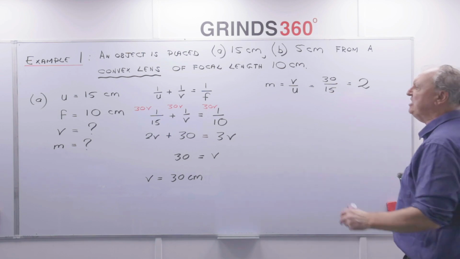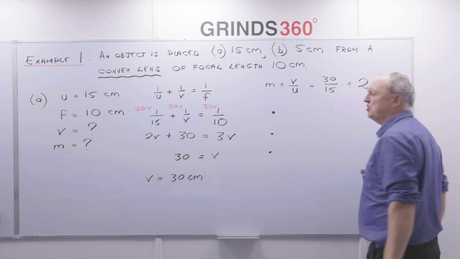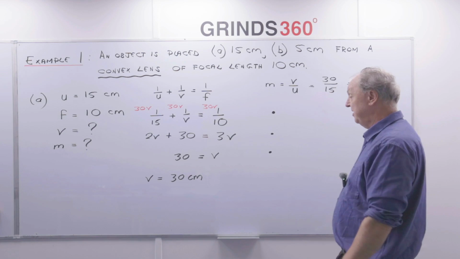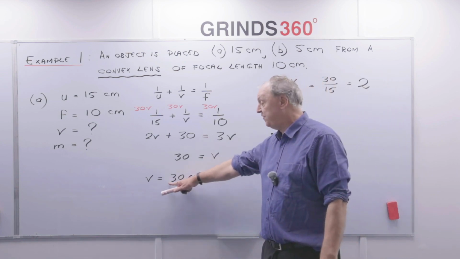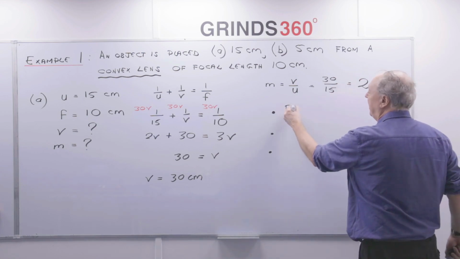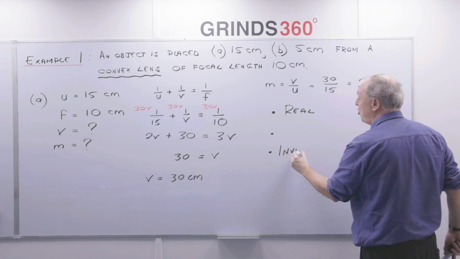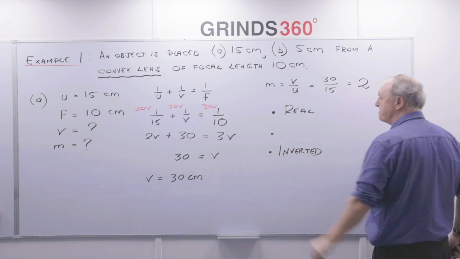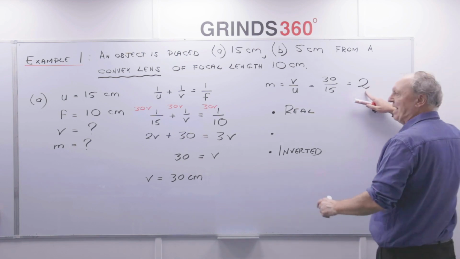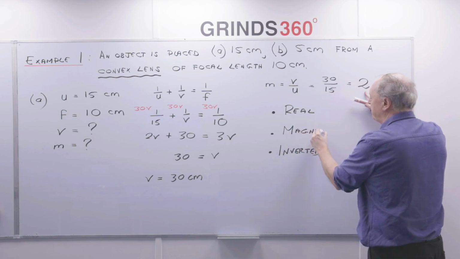They're asking me to get the nature of the image. But the nature will come in 3 parts. First part is, is it real or is it virtual? Well, actually, the maths will tell me. You see that value of V? The sign is plus 30. That means it's a real image. And as I've said before, the first part is real, the last part is inverted. All real images are inverted. And is it magnified, diminished, or the same size? Well, M is 2. The absolute value is bigger than 1. So therefore, it is magnified.